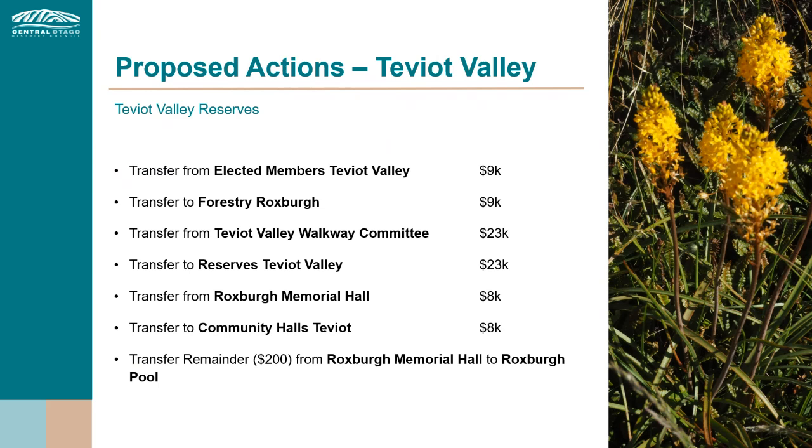So this transfers money out of the elected members Teviot Valley. Second, transferring Rock Forest: one is 10, one is 9, that gives them 19. Teviot Valley Walkway Committee had 23. That's going into reserves Teviot Valley. That's in deficit of 75. And the Roxburgh Memorial 8 goes to. We've got a small $200 charge left over for you.